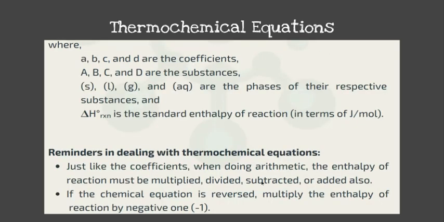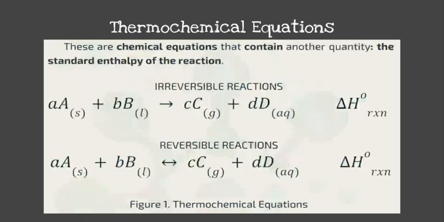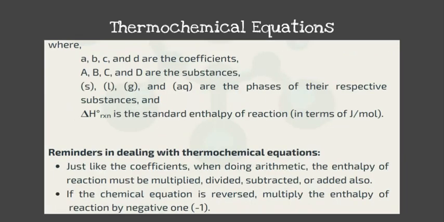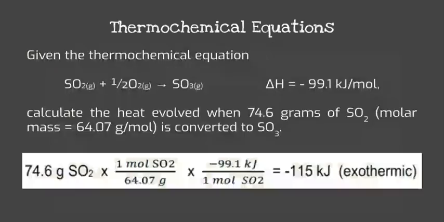If the chemical equation is reversed, multiply the enthalpy of reaction by -1. For example, in this irreversible reaction, let's say this is reversed. So C plus D yields A plus B, then this will be negative if this is positive in the forward reaction, and vice versa. So let's try a sample problem including thermochemical equations.